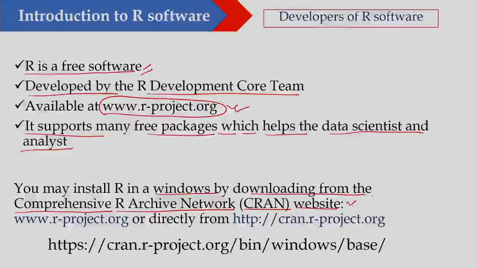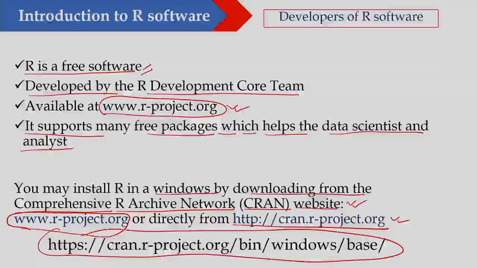Okay. So, you may install R in Windows by downloading from the Comprehensive R Archive Network, the CRAN website. This is the URL of this particular website. You can go to this and download it. I have given you the URL, so you can visit this URL and download the software.